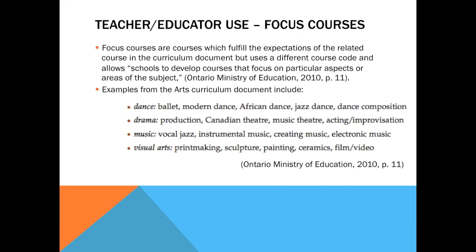So I've copy and pasted this little diagram here, the bullet points, that show you the different courses that one could interpret and develop out of the traditional curriculum that's provided in the document. For the first one, for example, if one looks at the dance curriculum for grade 9, they could then go further and develop separate courses for their school or community in ballet, modern dance, African dance, jazz dance, and dance composition, for example. There are many options, and all of the course codes are provided in the document.